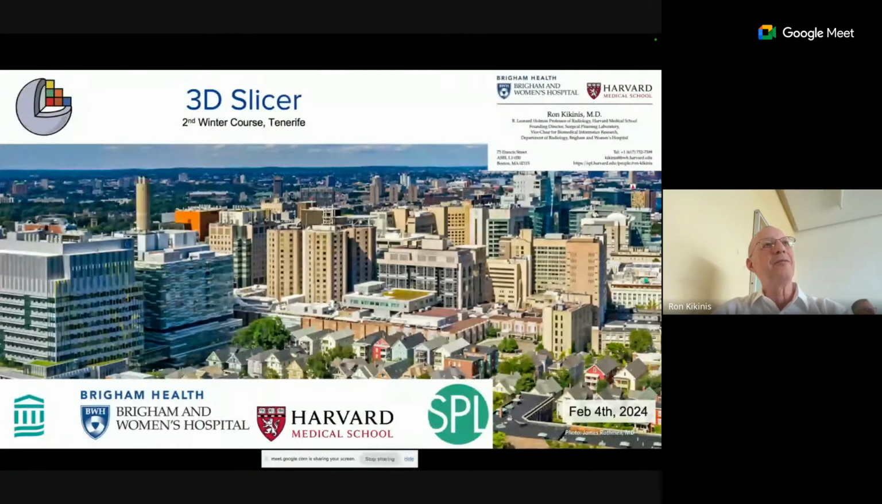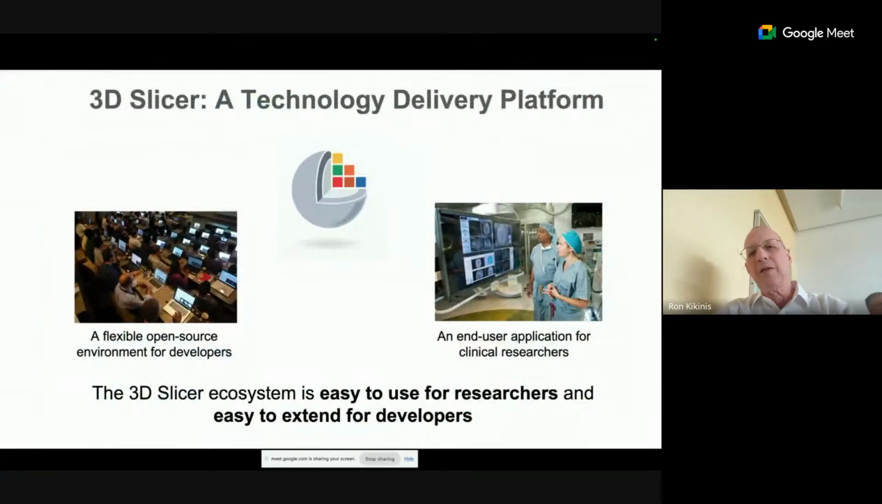Okay, so now the next to last is an overview of 3D Slicer with some background. 3D Slicer is a technology delivery platform, aimed both at end users, who are not programmers, as well as at developers, who are programmers. And you'll see it later in some of the slides. It's an entire ecosystem. So it's not a monolithic application, but multiple layers of libraries and toolkits, and then applications and extensions that leverage that infrastructure.